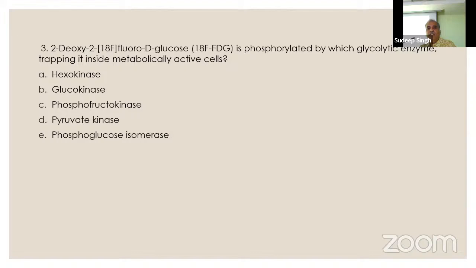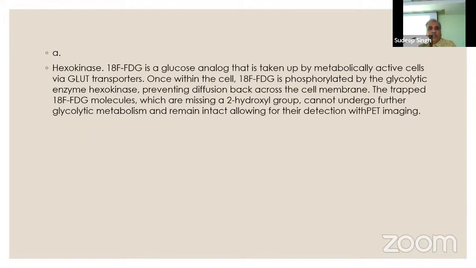2-deoxy-D-glucose or 18F-FDG is phosphorylated by which glycolytic enzyme that traps it inside the metabolically active cells? Hexokinase, glucokinase, phosphofructokinase, pyruvate kinase, or phosphoglucose isomerase. So hexokinase, right? 18F-FDG is being metabolized by hexokinase.